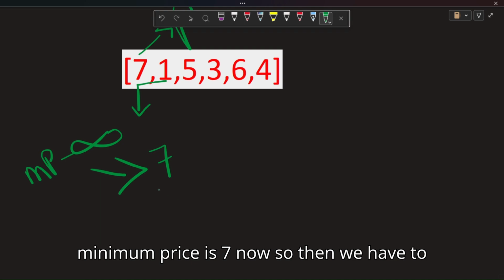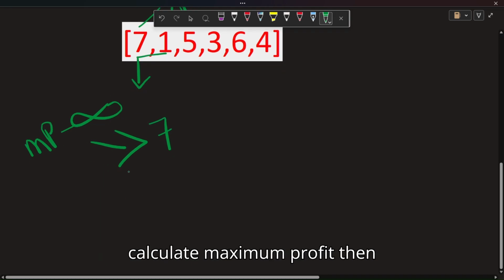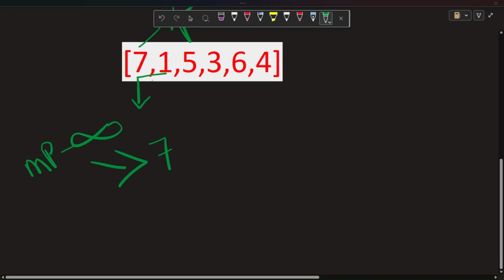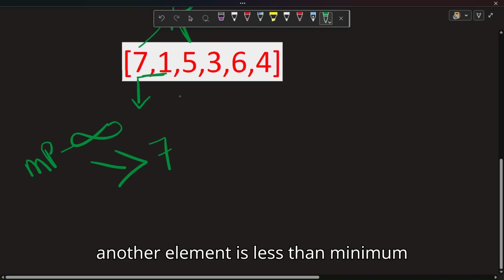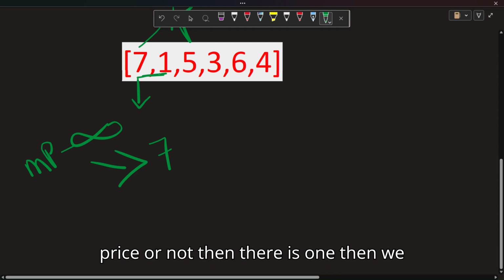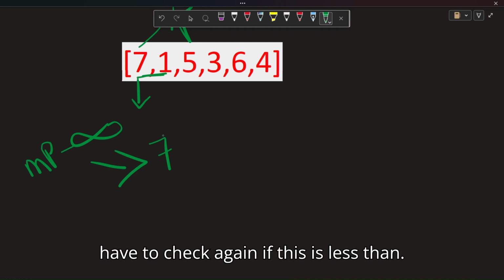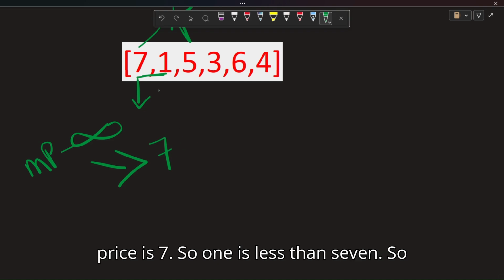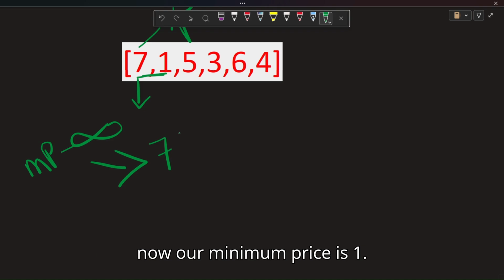Then we have to calculate the maximum profit. Now we have to check again if another element is less than the minimum price or not. Then there is 1. We have to check again if this is less than the current minimum price or not. The current price is 1 and the minimum price is 7. So 1 is less than 7, so now our minimum price is 1.